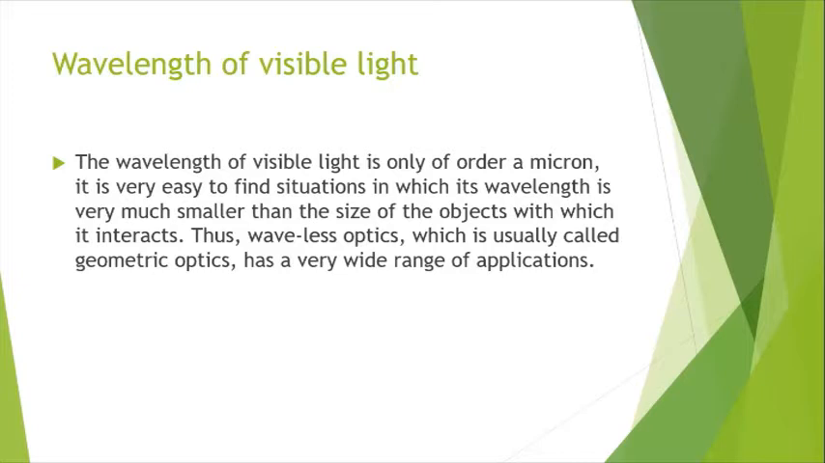Now we will discuss the wavelength of visible light. The wavelength of visible light is only of order a micron. Usually, the unit of wavelength is in microns, which is very small, because the formula for wavelength is lambda equals c over f, where c is the speed of light divided by the frequency. Frequency and wavelength are inversely proportional, and since high frequencies are used in transmitting data or information through communication, the wavelength is in microns, a very small value.